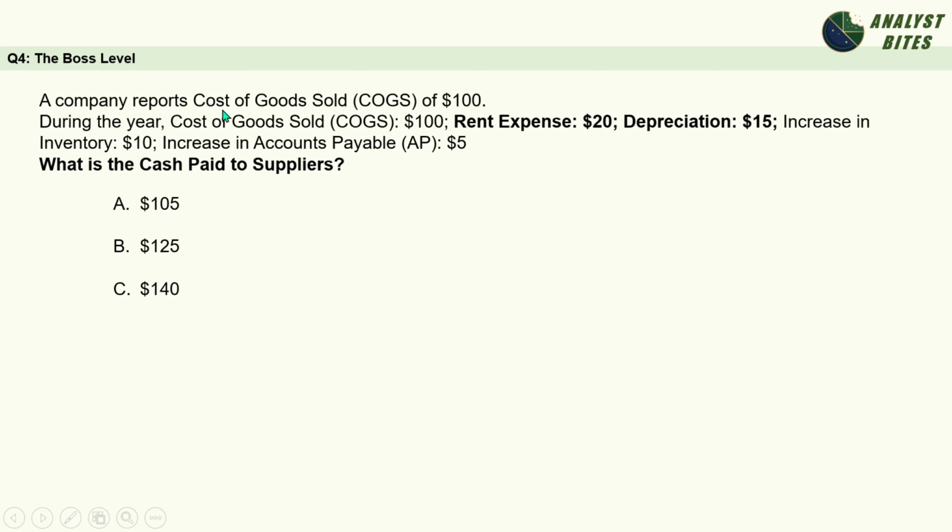Time for the final boss. Look at the data dump. COGS 100, rent 20, depreciation 15, inventory 10, accounts payable up $5. How much cash was paid to suppliers? This is a classic direct method trap, less tested than the indirect method, but you must know it.